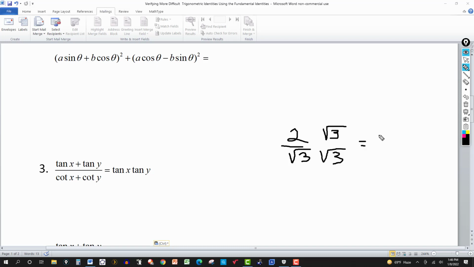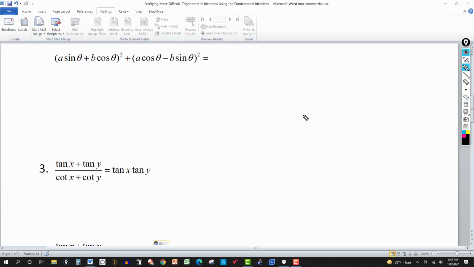So then this is 2 radical 3, and the denominator becomes radical 3 times radical 3, which is the square root of 9, which is 3. You can have a radical in the numerator, but not the denominator, by rule. So this is then what you would give as your answer.